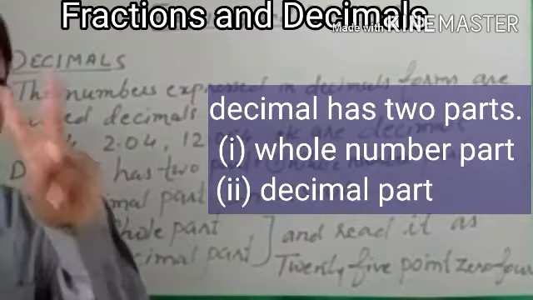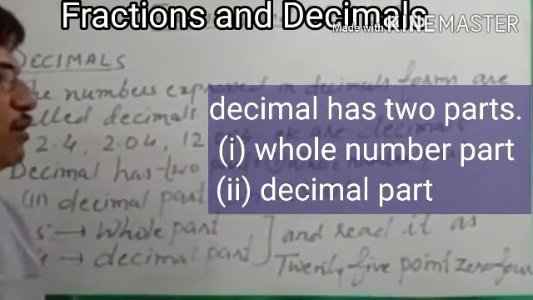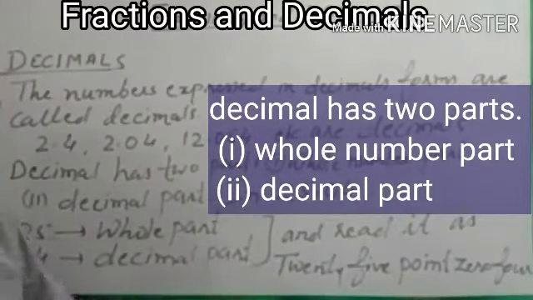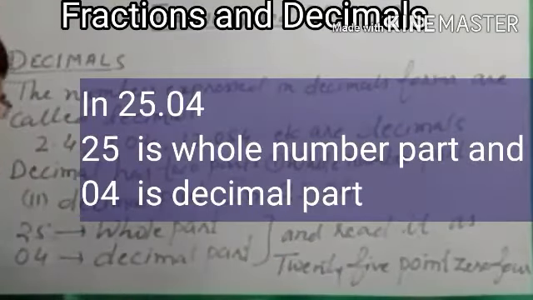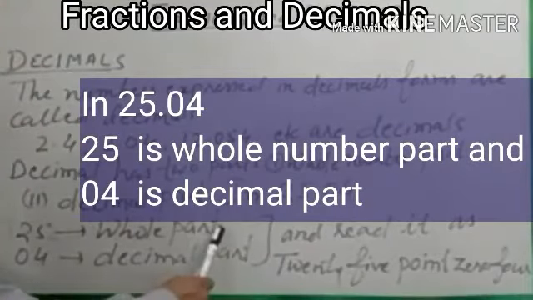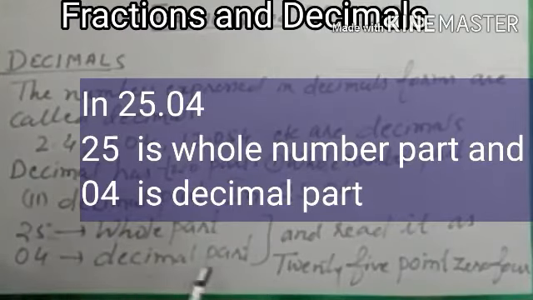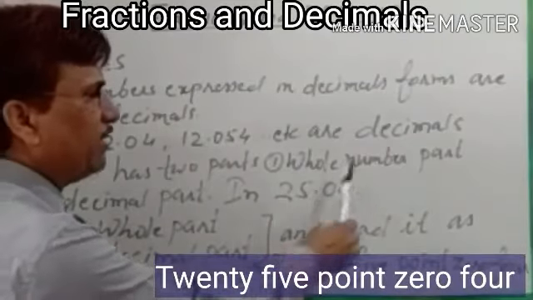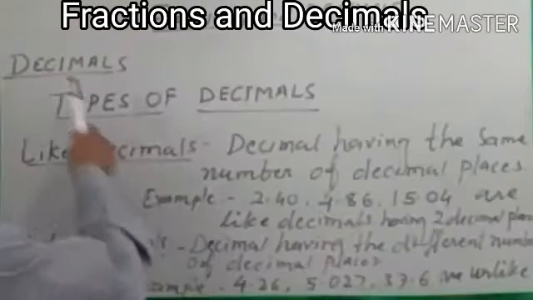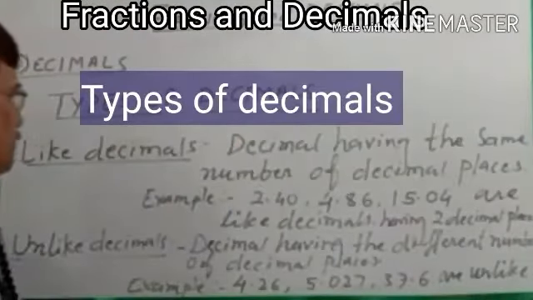Decimals have two parts. First, whole number part and second, decimal part. In 25.04, 25 is the whole part and 04 is the decimal part. We read it 25.04. Now, types of decimals.